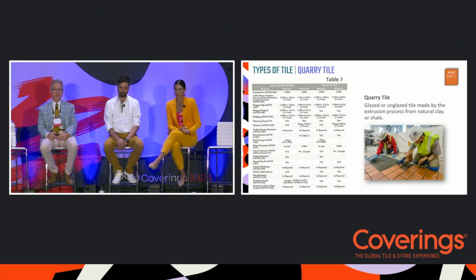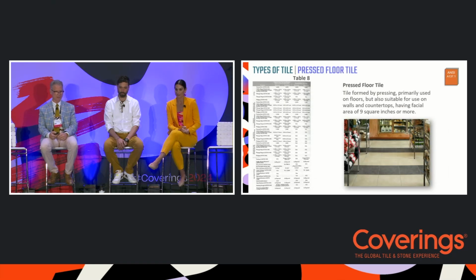We consult table 7 to learn more about quarry tile. What makes a quarry tile unique is it goes through an extrusion process during its manufacture rather than a pressing process. And Ryan's going to talk about why that's important when he gets into some of the manufacturing techniques.